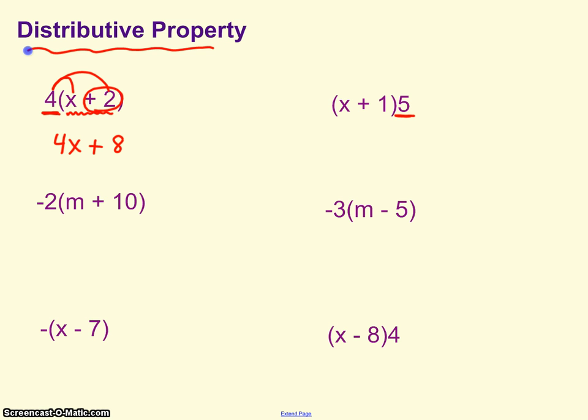Now 4x and 8 are not like terms, we cannot combine those. One has an x, one does not, so we are going to leave that as our final answer. So just remember it's multiplication.